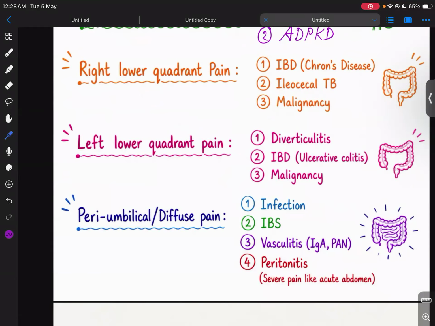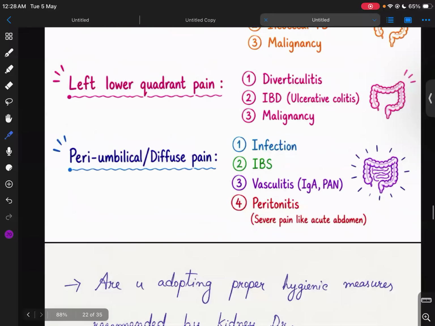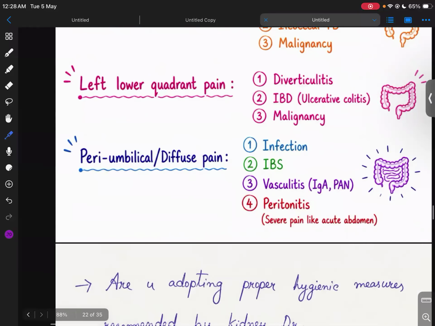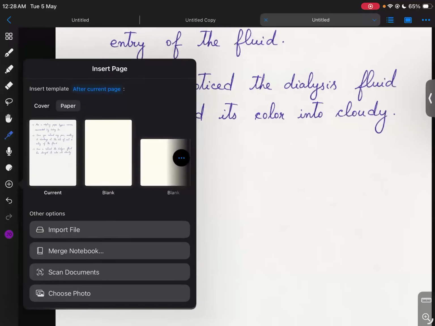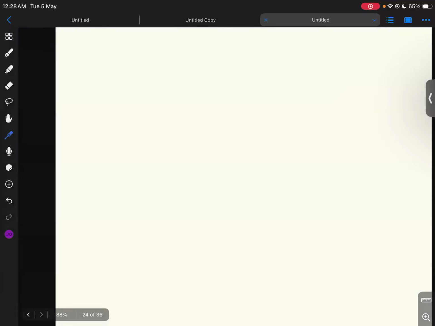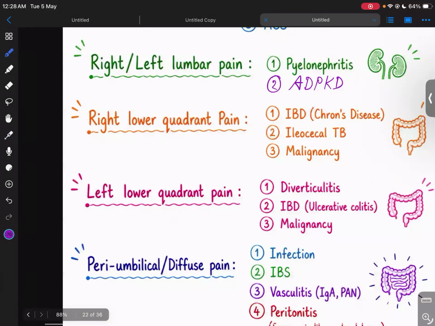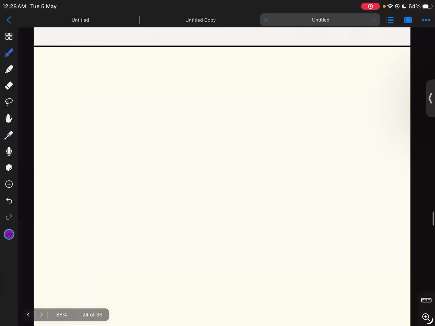I think the session is getting boring. Let's start with some real PACES cases. Let me see who can give the answer. Right now I'm going to give you some cases and I will assess who can give the right answer based on this approach. And I'm going to discuss some real PACES cases.